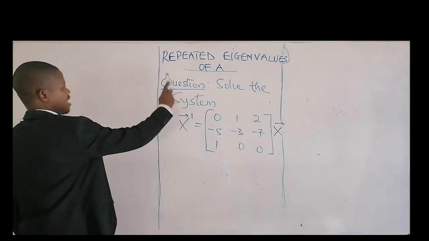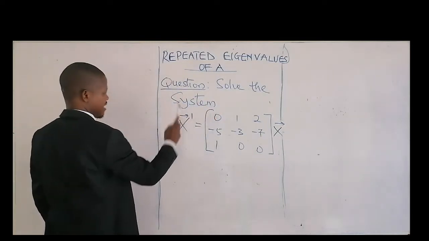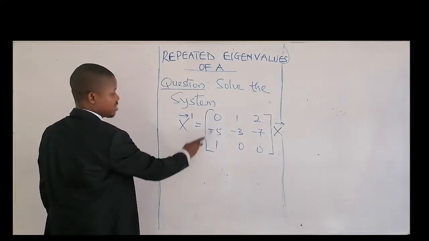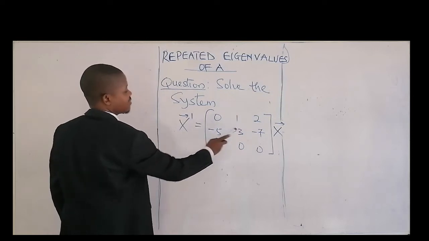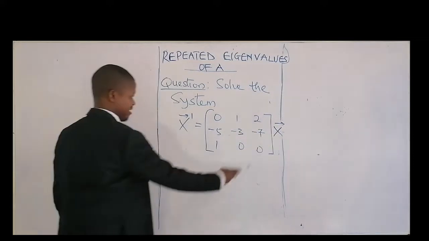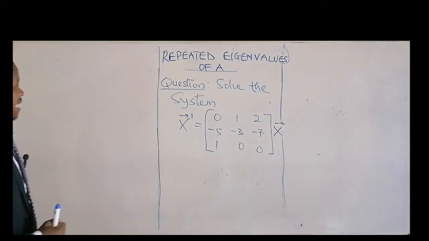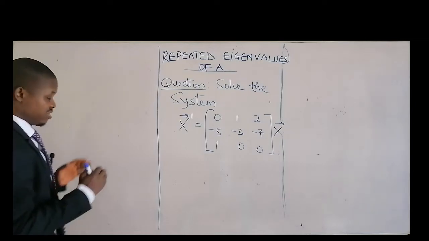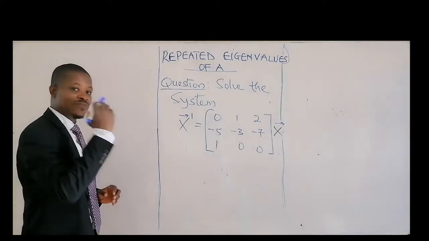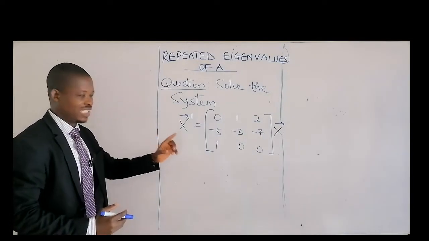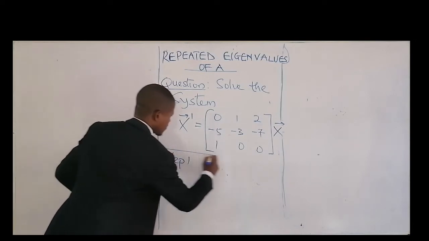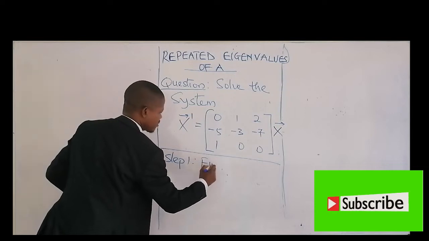We have this question: solve the system. The vector derivative equals the matrix 0, 1, 2, minus 5, minus 3, minus 7, 1, 0, 0, times a vector. So without wasting time, go to step 1. Before we can solve this system, we need to find the eigenvalues. That's the first thing to do.